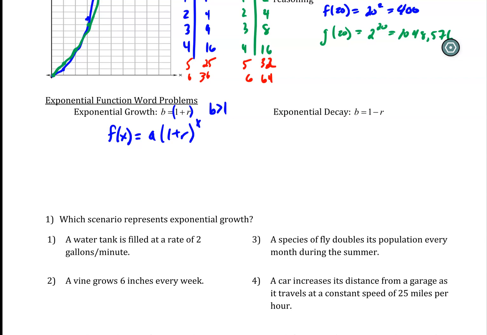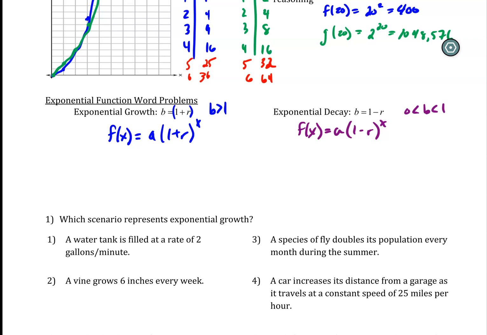All right. Again, this will allow us to have growth. For decay, we'll do it over here. We'll say f of x is equal to a, and instead of b, we replace that with (1 minus r) to the x. And remember, this was when b was between 0 and 1, so it's a fraction less than 1 but bigger than 0. So these are your formulas, respectively, growth and decay.